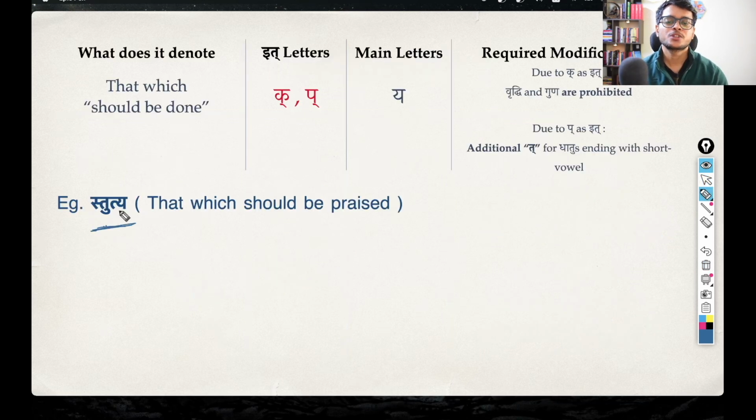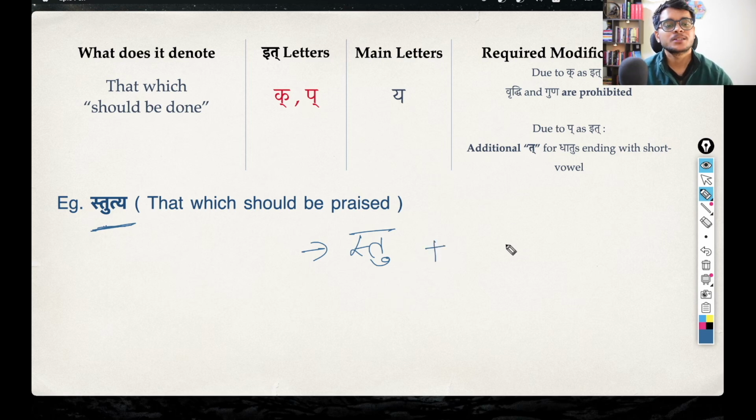So you have this word stutya. Stutya means that which should be praised, because it is coming from the stu dhatu. Stu dhatu means to praise. From this dhatu only we get the pratipadika stuti also, using another suffix. Stuti is praise, right? So stu dhatu means to praise.